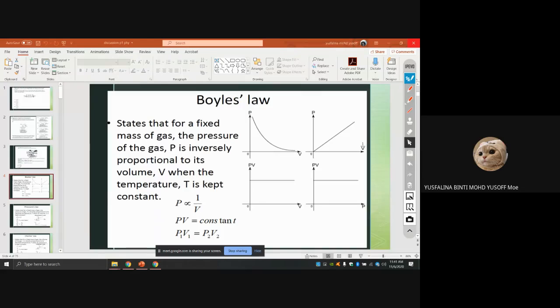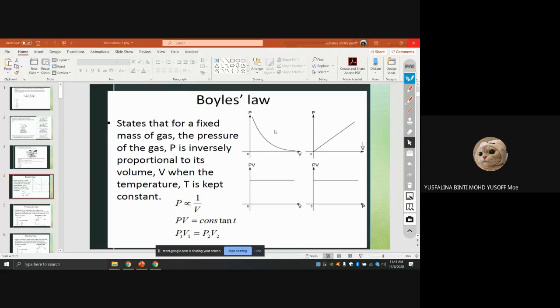The first one is Boyle's law. Boyle's law says the pressure is inversely proportional to its volume. So it means if the pressure of the gas is increased, the volume will decrease. This is the relationship, and this is the equation: P1 V1 equals P2 V2.